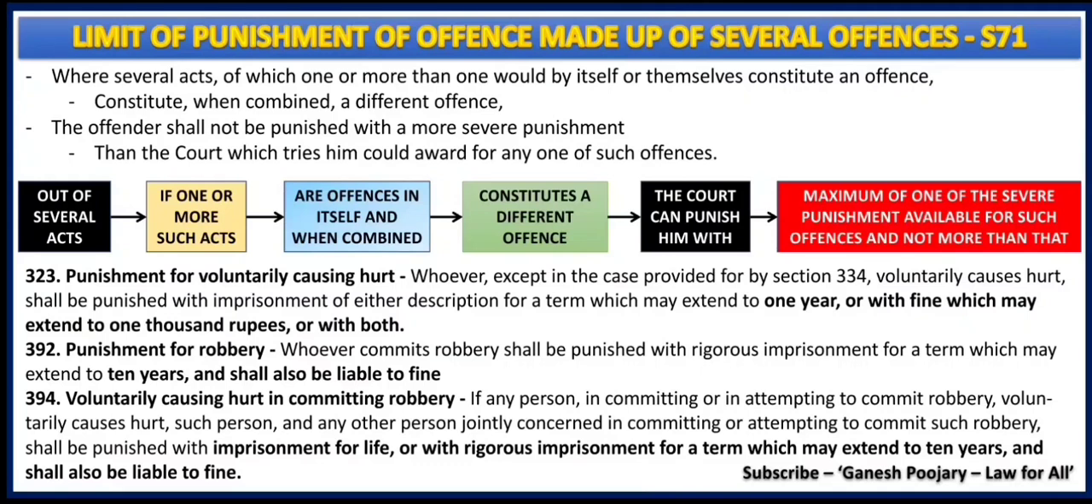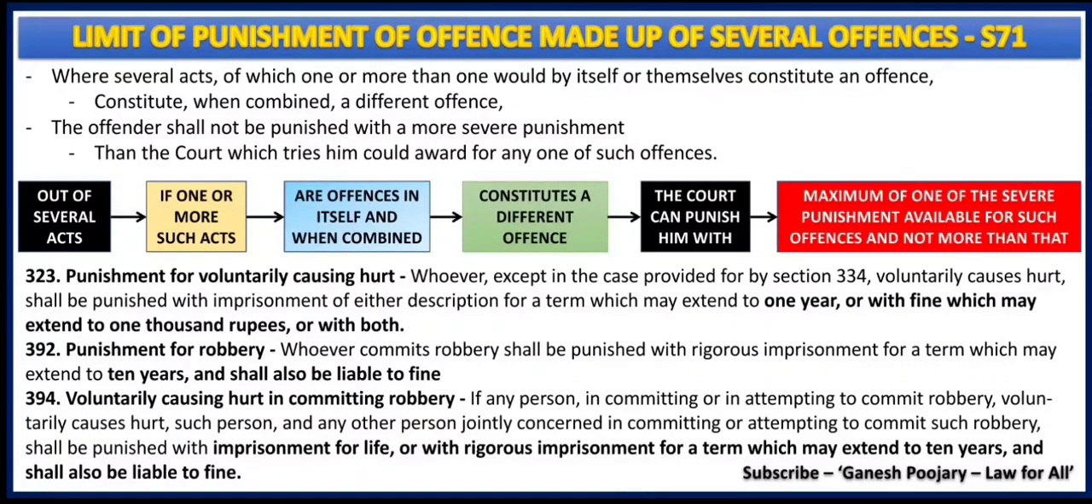Now the chart goes this way. Out of several acts, if one or more such acts are offenses in itself and when combined constitute a different offense, the court can punish him with a maximum of one of the severe punishments available for such offenses, and not more than that. Imagine 1 is an offense, 2 is an offense, and if you add 1 plus 2, there is one more new offense coming in, that is 3. Now here there are 3 different offenses. They are all parts of the same offense. Now how to see that? That's what exactly we are understanding here. And to make it very clear, I am bringing in 3 important sections from IPC, and that makes it all very clear.